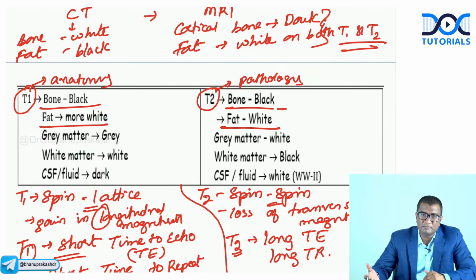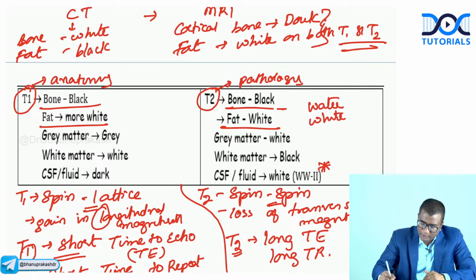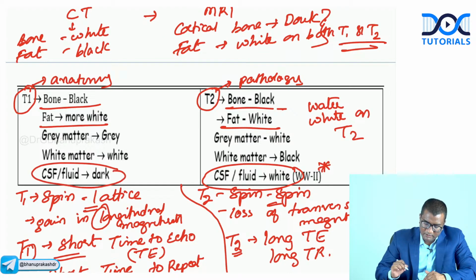So the difference comes by looking at the fluid signal. We all know World War II: water is white on T2. So basically the CSF or fluid is white on T2 weighted imaging and CSF is dark on T1 weighted imaging.